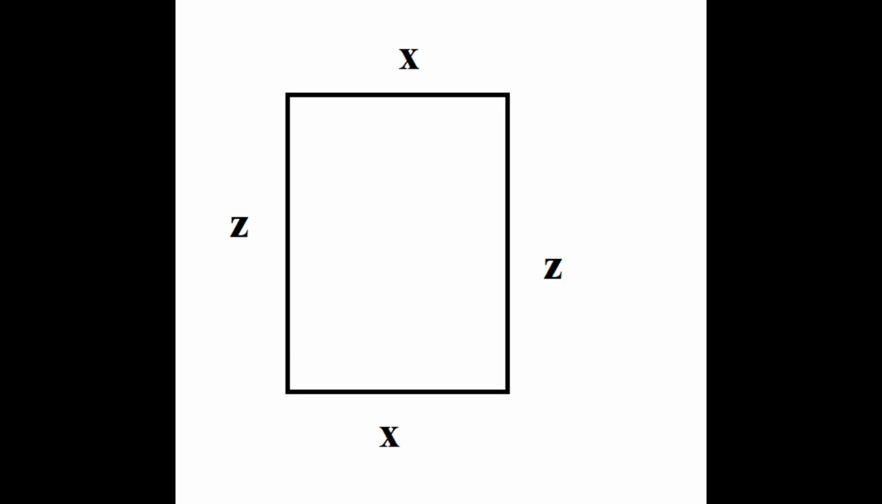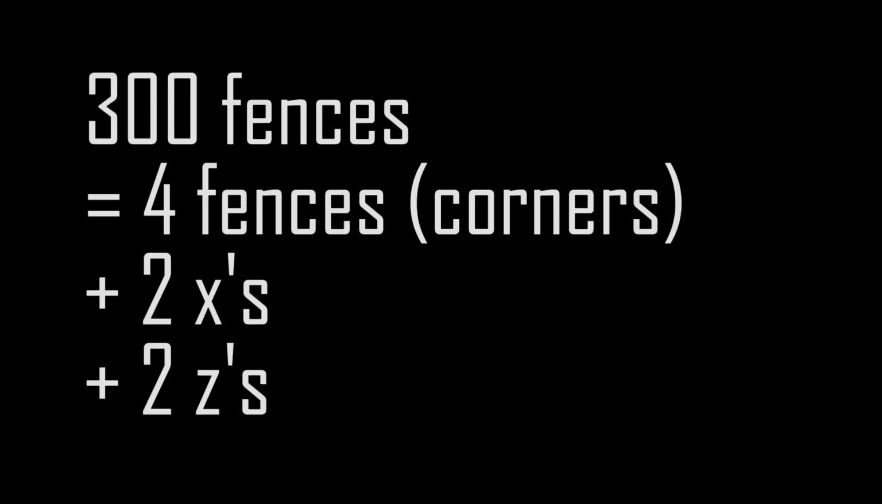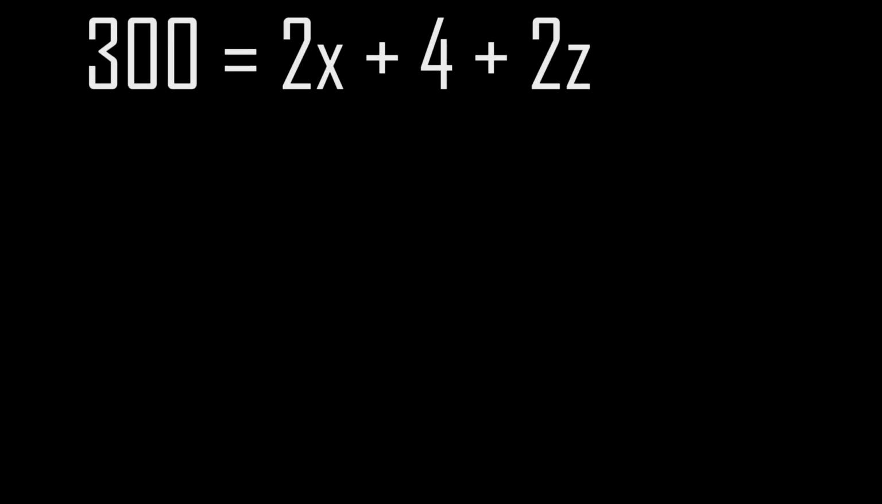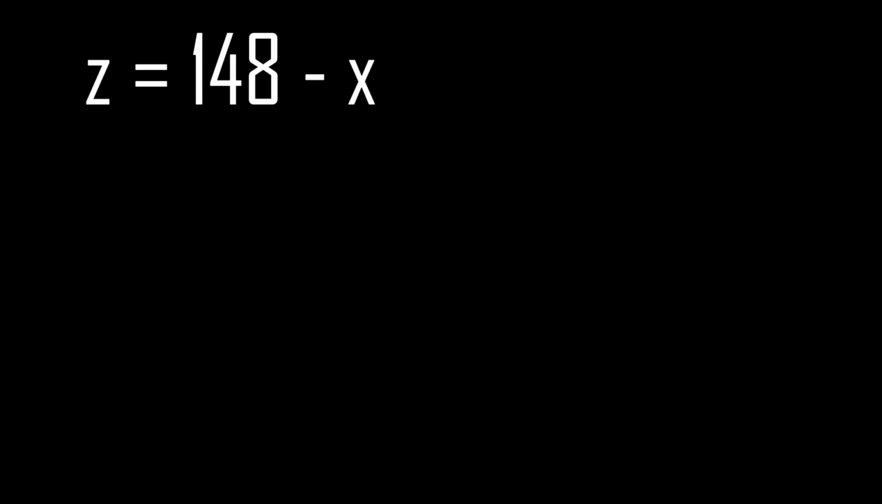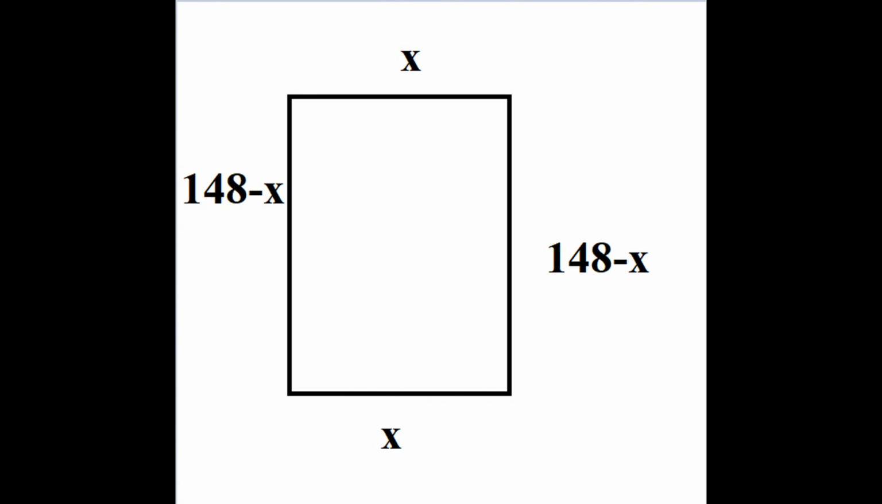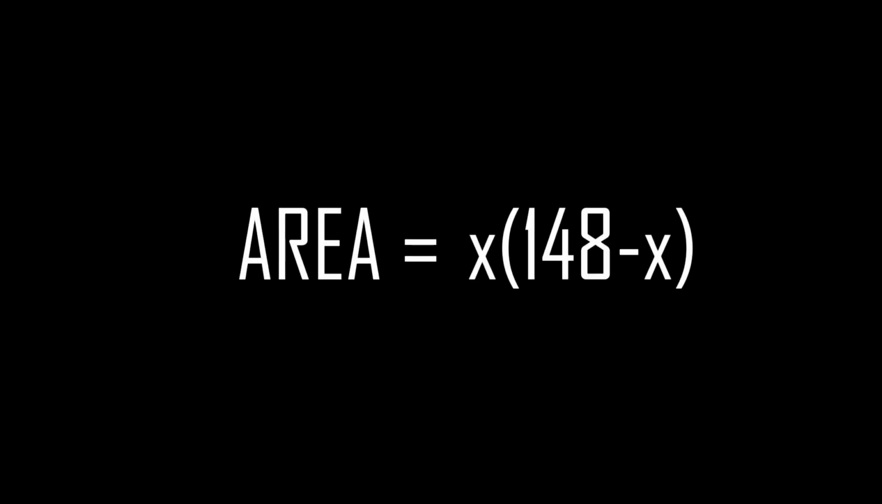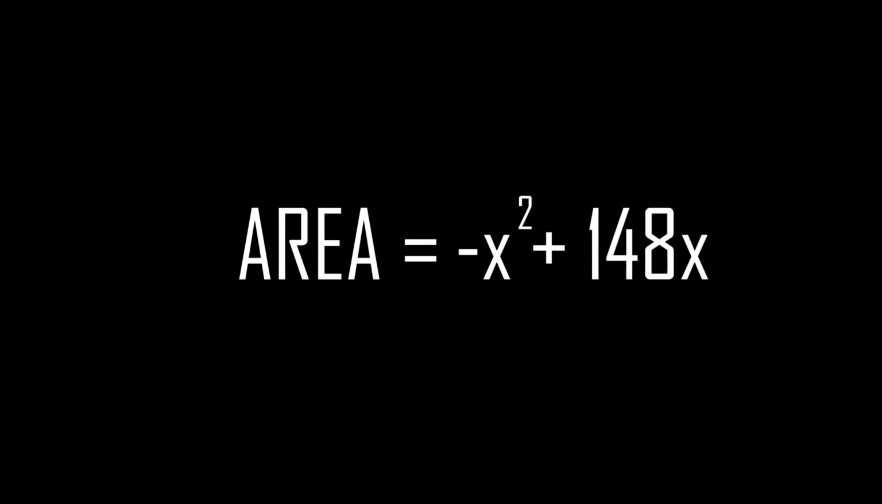So let's set up the top and bottom fences to be x, and the side fences to be z. We now know that 300 fences will consist of at least 4 fences, and 2 x's and 2 z's. But there's a way to find out what z is equal to. If we solve for z, we get 148 minus x. We can now assign the value of the side fences to be 148 minus x. And now we just have to solve for the area. The area is just the side multiplied by the side. If we expand this, we get a quadratic.